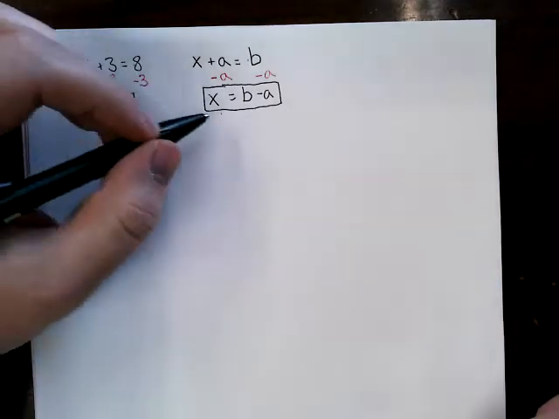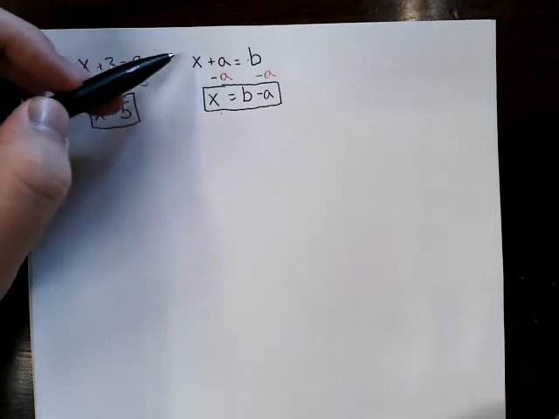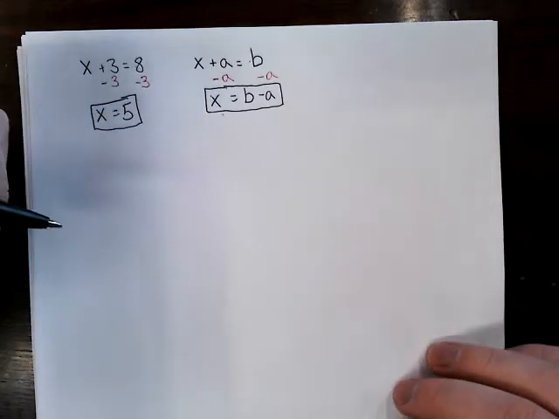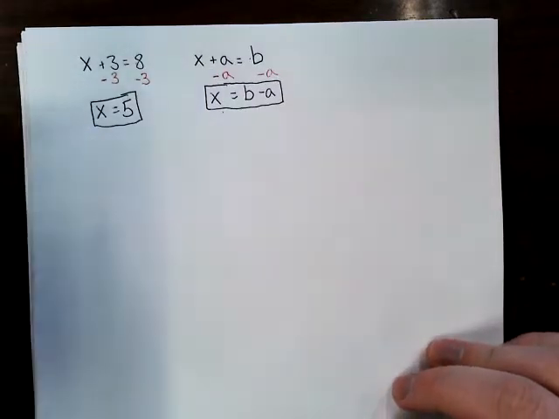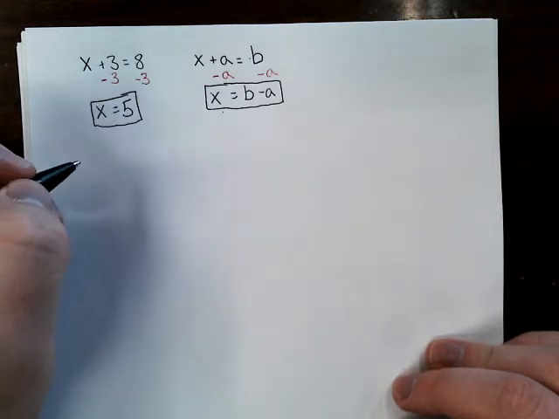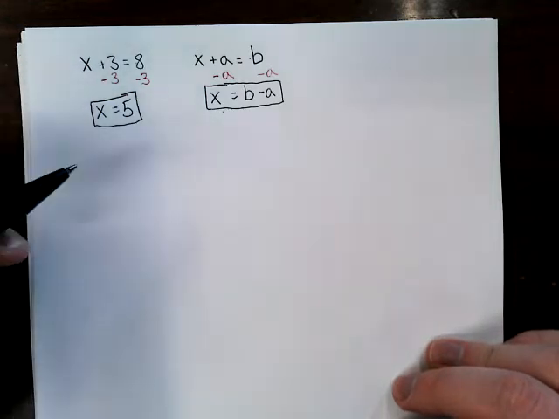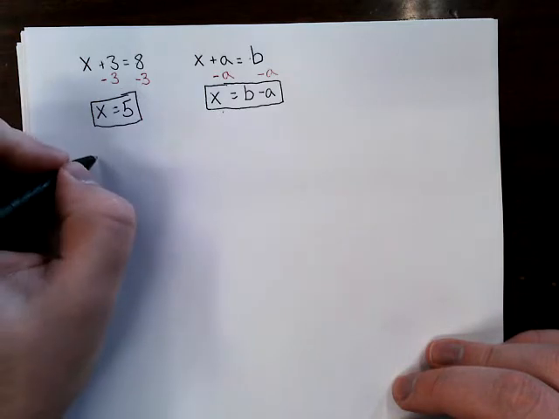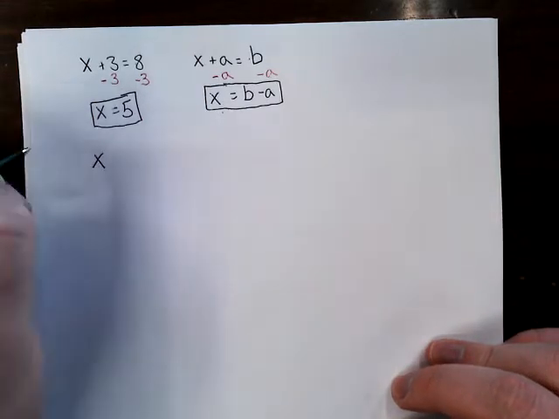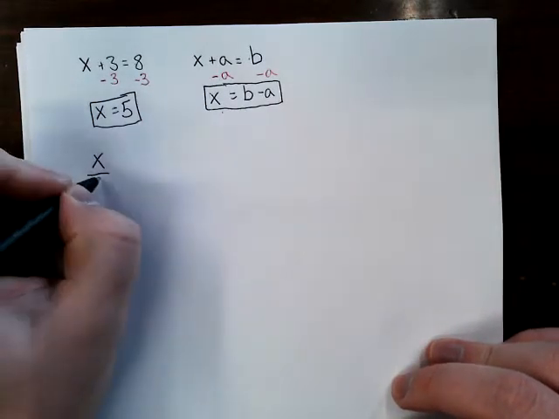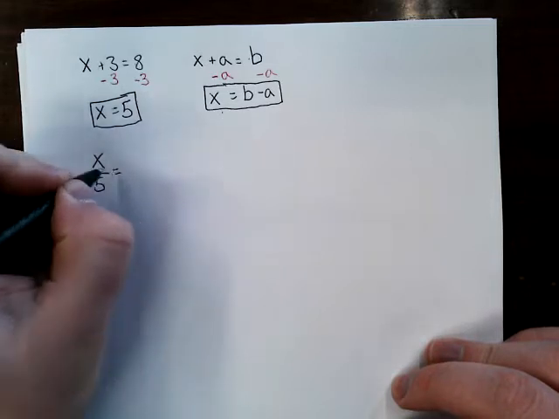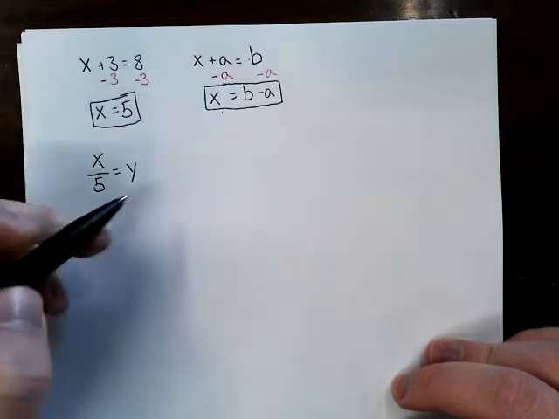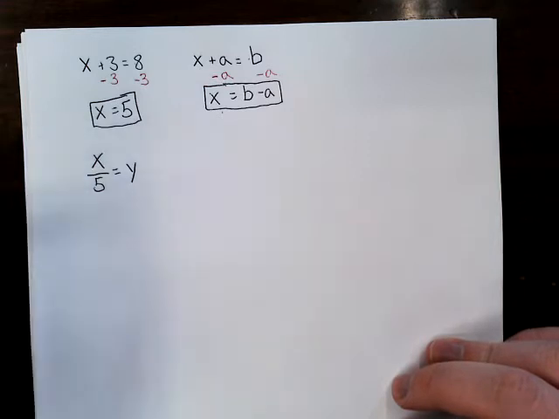Okay, so again, we're just applying the opposite operations. We want to get x by itself. Similarly, when we're talking about addition and subtraction, we could talk about multiplication and division. Given a division question where I have x divided by 5 is equal to y, I ask you to solve or isolate for x.